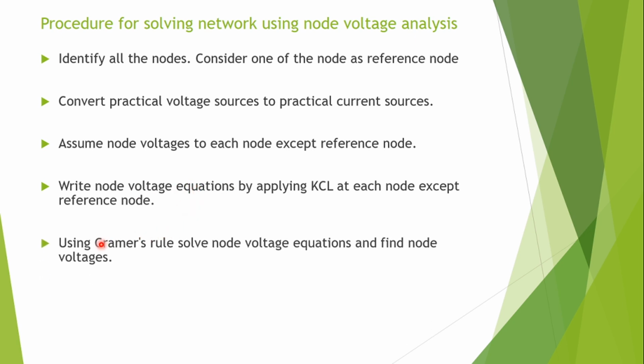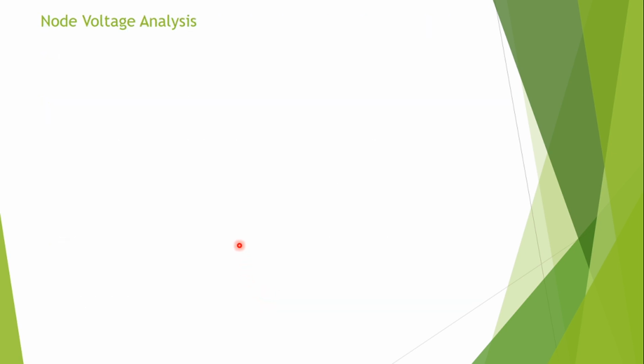So in the next step, using Cramer's rule, solve the node voltage equations and find the node voltages. Using the node voltages, calculate the required parameters. Once you get the voltages across the element, and using the resistance or impedance, you can find out the current or the power, anything. So we will consider one network, a general network.